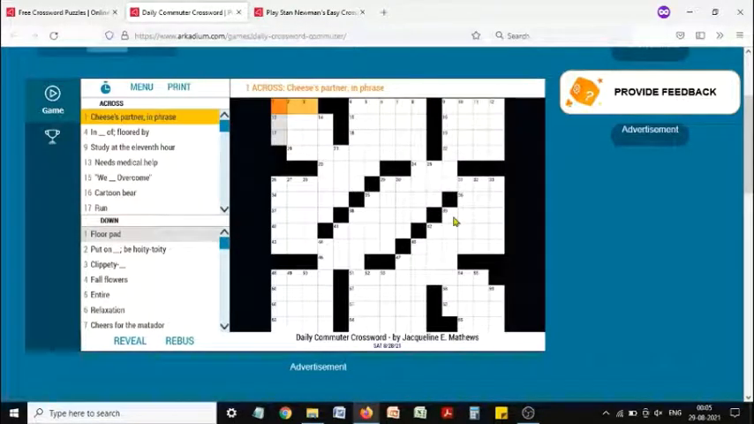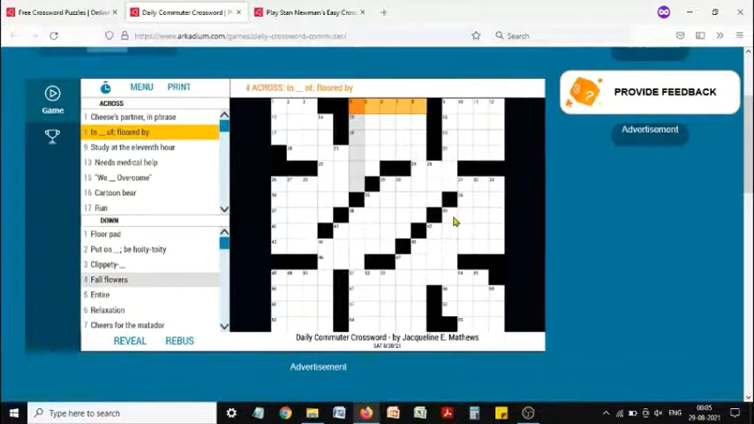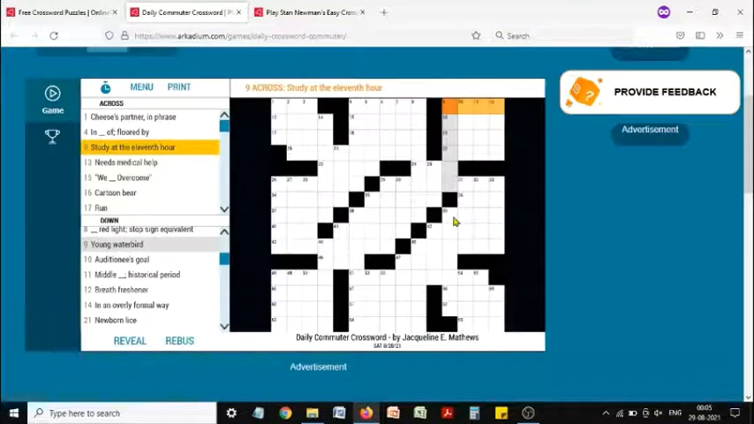Let's look at the first clue there. Cheese is partner in phrase. So this is the only phrase I know where you use cheese, chalk and cheese, to signify that two things are different. You say they are as different as chalk and cheese, but that's not the answer here because it's only 3 letters. Let's go to the next one. In dash off, floored by. Study at the 11th hour, something that all of us have done.